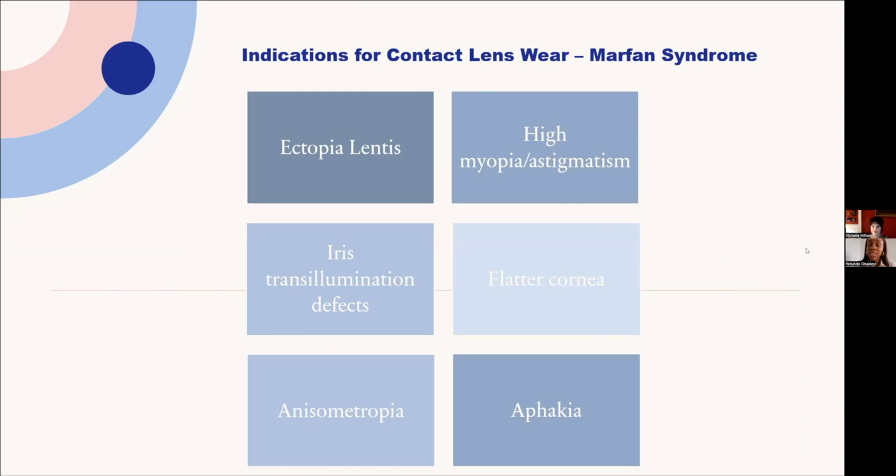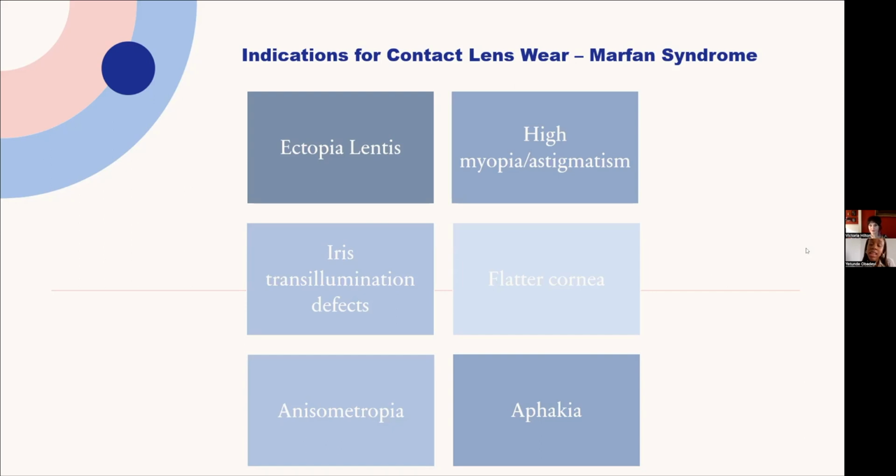High myopia and astigmatism. High myopia is just very high short sight, and astigmatism is when the eye is rugby ball shaped rather than football shaped. Iris transillumination. The iris is the colored bit of the eye, and sometimes you can get defects in the iris, which can cause glare.